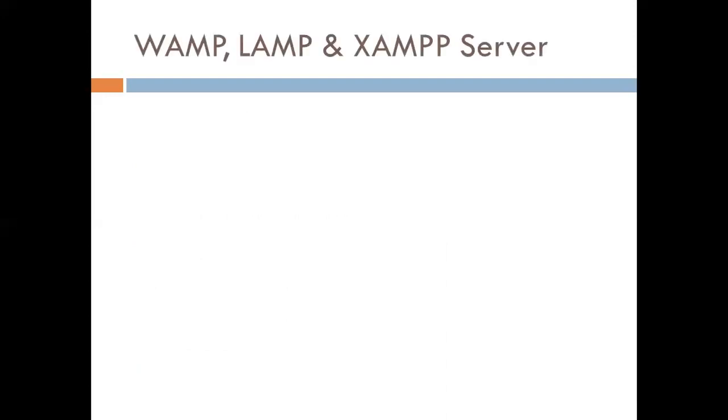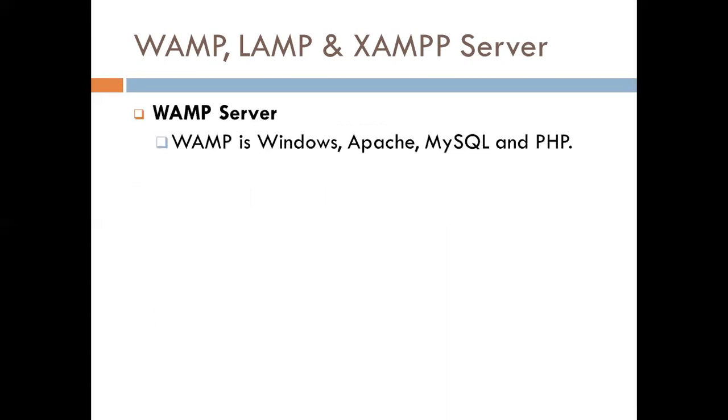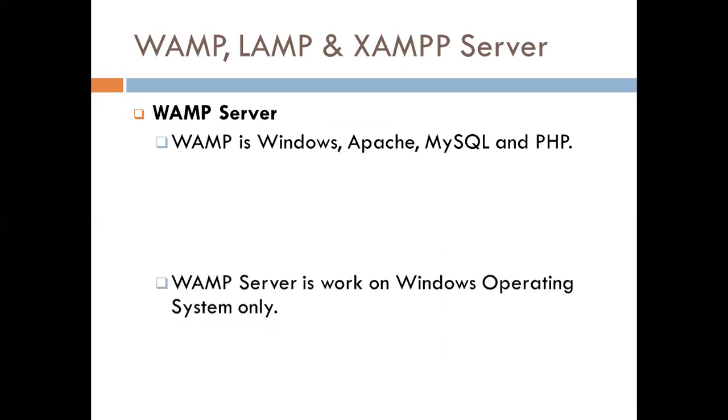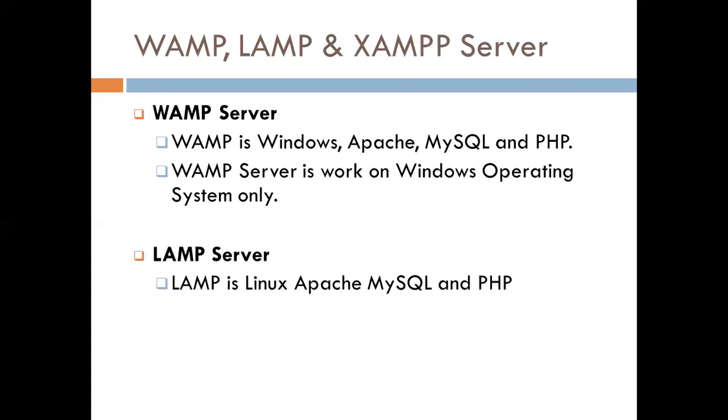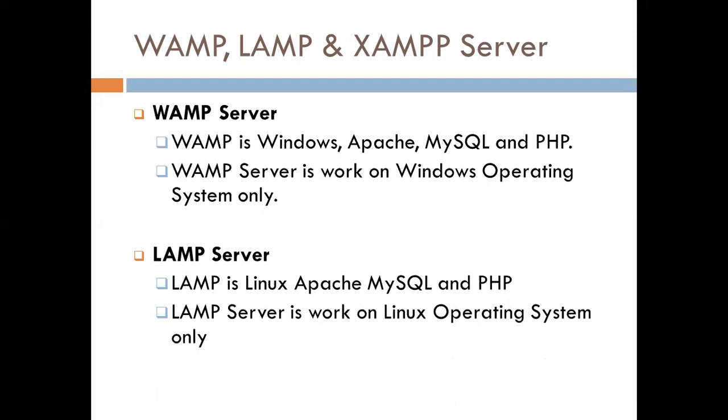WAMP, LAMP, and XAMPP are the various servers supported by the PHP language, because PHP script always runs on the server side. So what is WAMP server? WAMP stands for Windows, Apache, MySQL, and PHP, and it works on the Windows operating system only. LAMP server stands for Linux, Apache, MySQL, and PHP. It works on Linux operating system only.